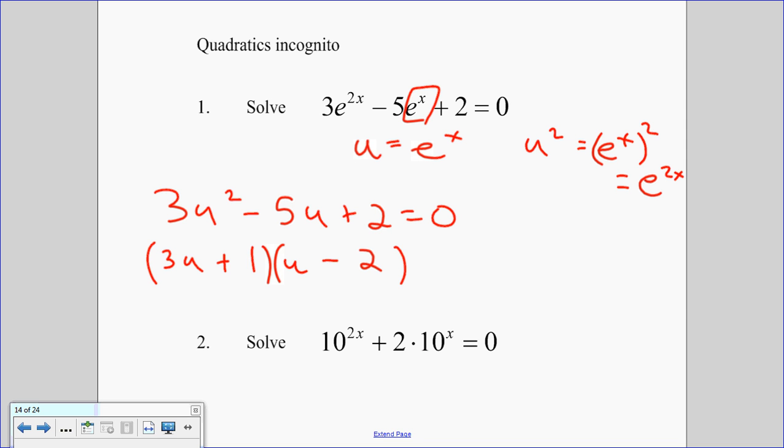This negative times a positive is not a minus. Minus and minus.